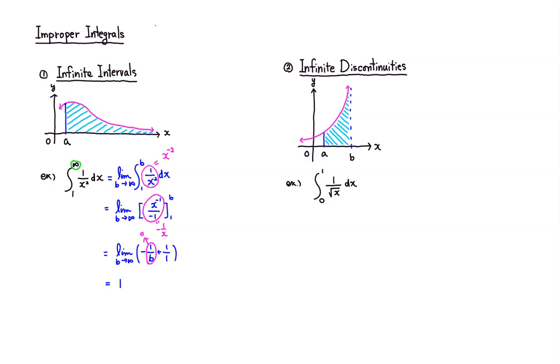This kind has an infinite discontinuity. So if you look at the picture here, a is fine, you have a finite value, but if you look at the right endpoint at b, you can see that the function has an infinite discontinuity. Right? So let's look at this following example here.